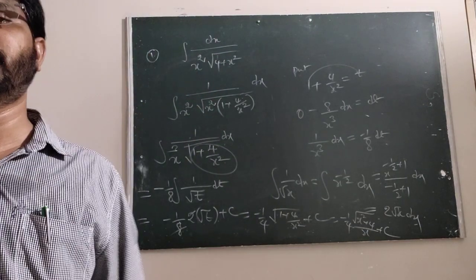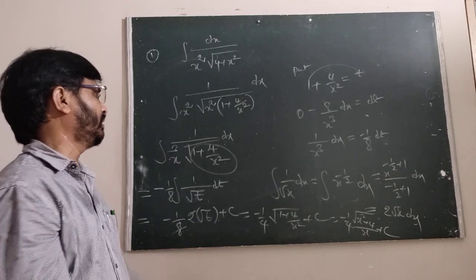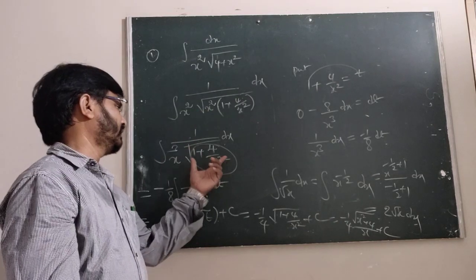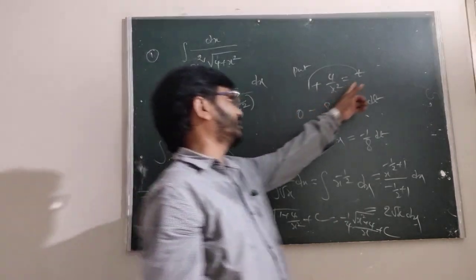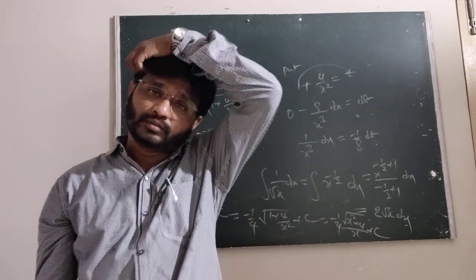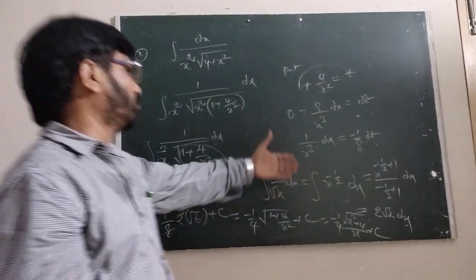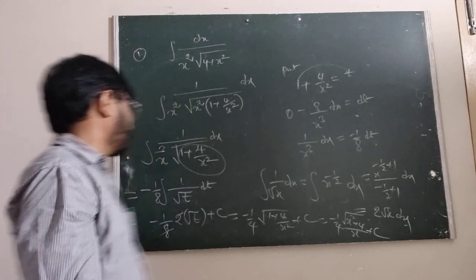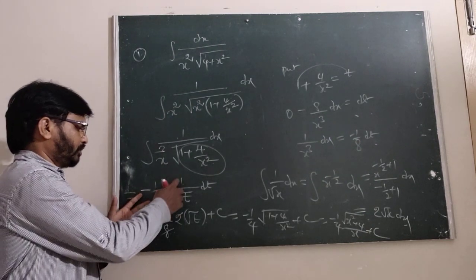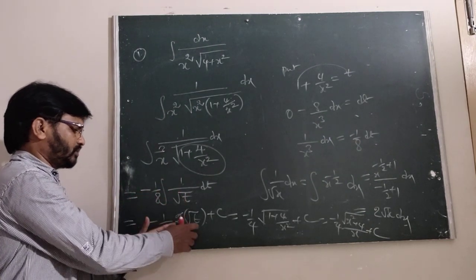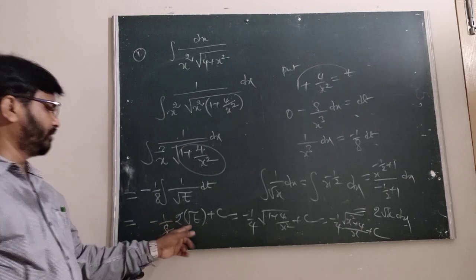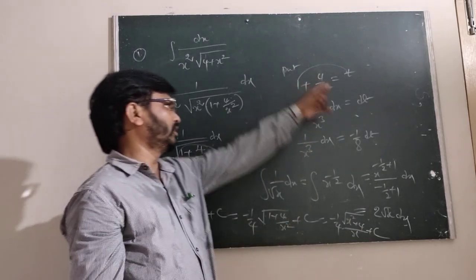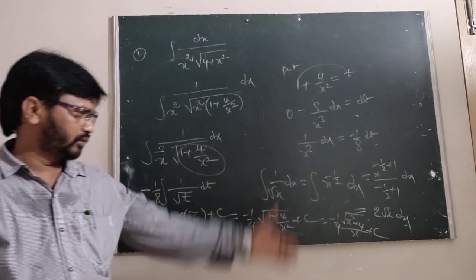We have to first take the common x square in the denominator. After that, under the root part we have to take something as t. Now differentiating on both sides we are getting 1 by x cube dx is minus 1 by 8 dt. Therefore this is the f dash x by root f of x, which is 2 root f of x. We have to take, instead of t, 1 plus 4 upon x square.